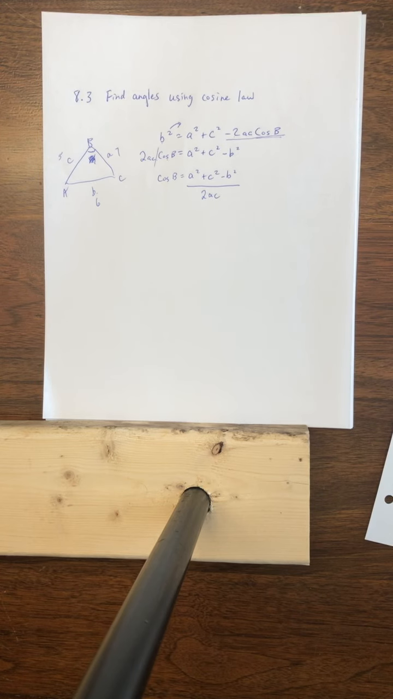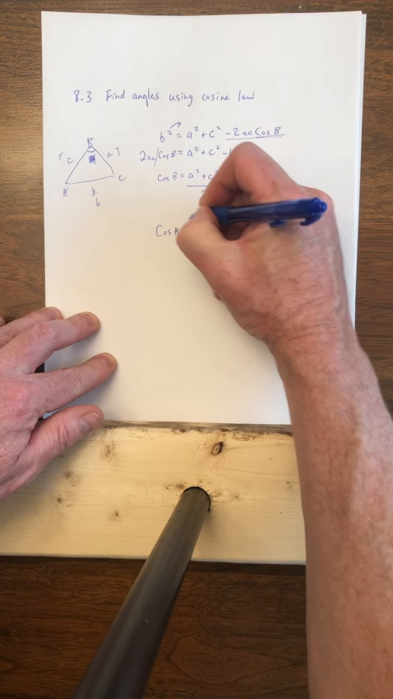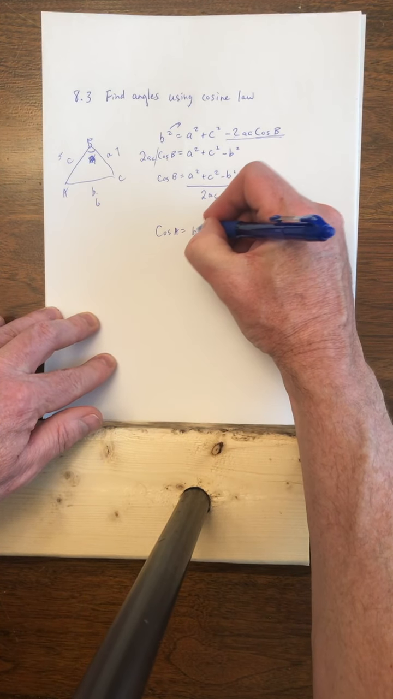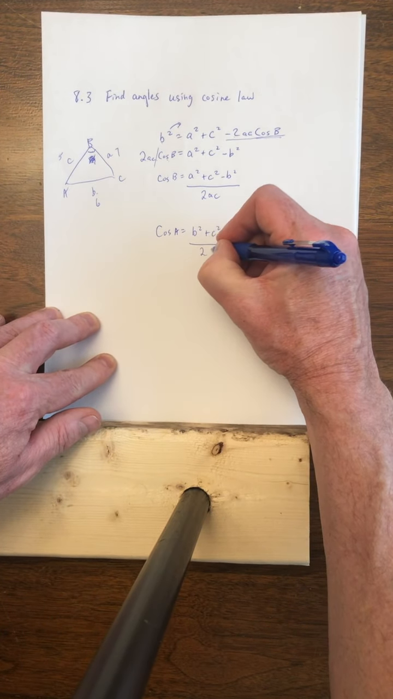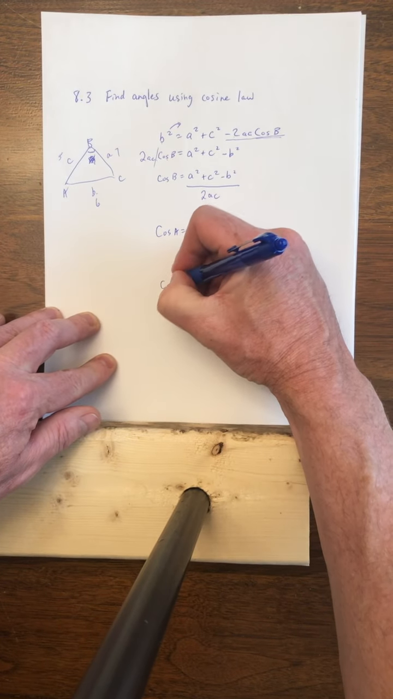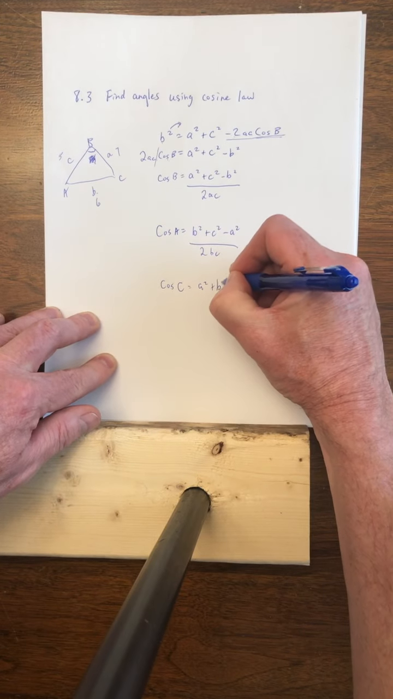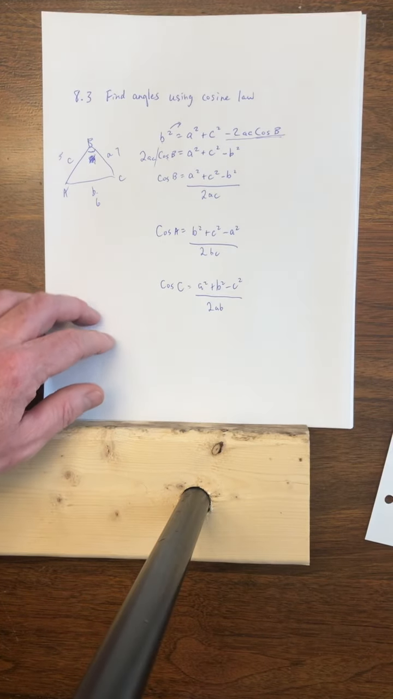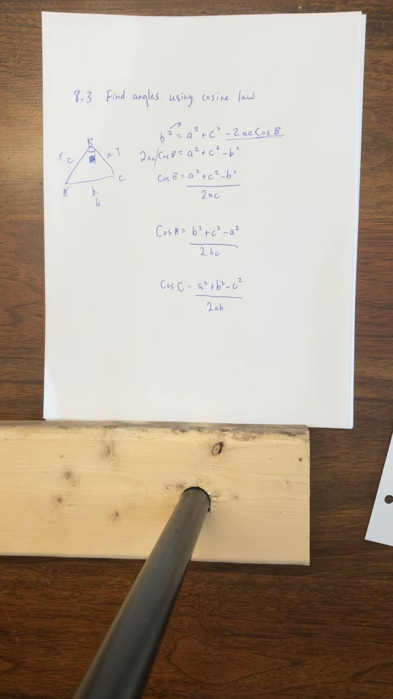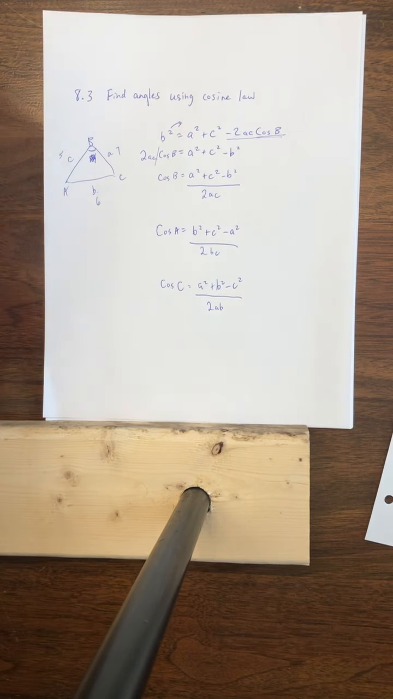And of course, we have several different versions of it. We could have cosine A, and that would be B squared plus C squared minus A squared over 2BC. And likewise, if we rearrange for C, we would get something like this. So what we're going to do today is find a couple of angles using our rearranged cosine law, and that'll be that for today.